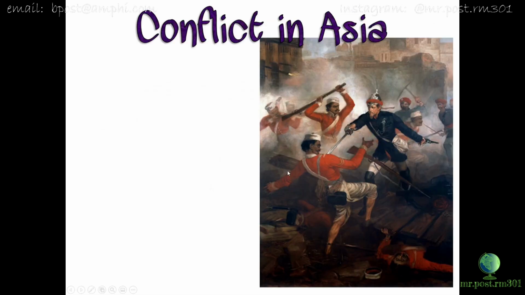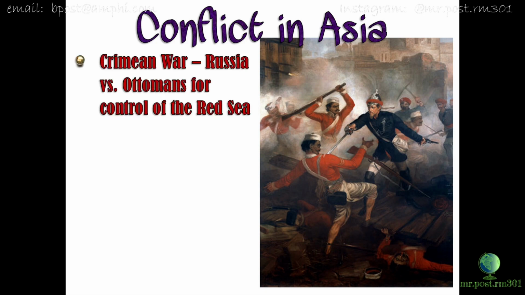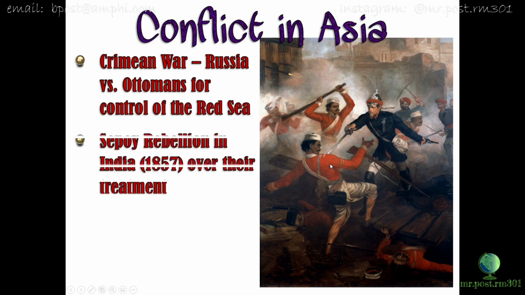All right. So again, like in Africa, a lot of this didn't go unchallenged. There was conflict in Asia. Russia, the Crimean War, was in the western part of Asia, on the other side of India. The Russians and the Ottomans in Turkey fought for control of the Red Sea in that area during this time. You had the Sepoy Rebellion in India in 1857 over treatment by the British. That turned out to be a pretty bloody conflict as well.